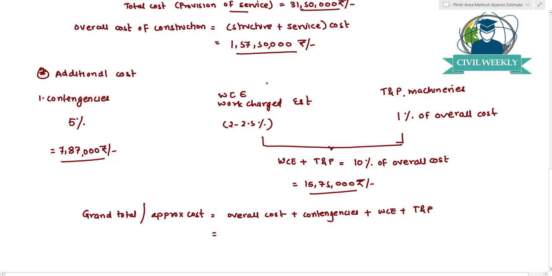So it will be the overall cost, that is 1 crore 57 lakh 50,000, plus contingency, that is 7 lakh 87,000, and the work charge establishment and tools and plants and machineries, that is 15 lakh 75,000 rupees. So if we add all these things, then I will be able to get the grand total or approximate cost of a particular project, and that is 1 crore 81 lakh 12,500 rupees. Okay, so this will be my approximate cost of construction of a particular structure.